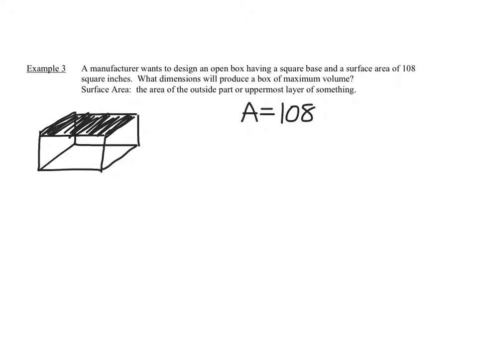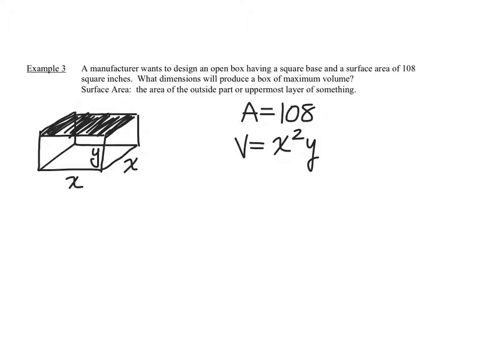We're talking about dimensions that will produce a box of max volume. We know it's a square base, so that's good news. Square enough on the base. So the two dimensions for the base would be the same. I'll call those x. The height we'll call y. All right, so volume would be length times width times height, so x squared y.